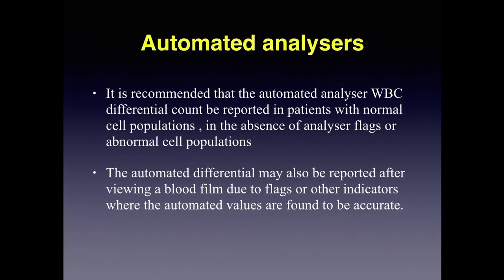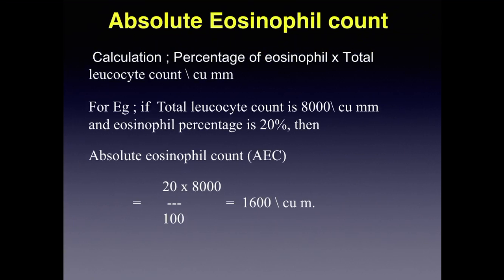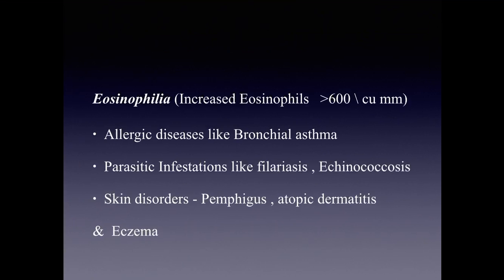So now coming to the absolute eosinophil count. This is nothing but percentage of the eosinophils multiplied by the total leukocyte count per cubic millimeter. For example, if the total leukocyte count is 8,000 per cubic millimeter and eosinophil percentage is 20%, then absolute eosinophil count is given as 1,600 per cubic millimeter, which you get by multiplying 20 by 100 by 8,000.